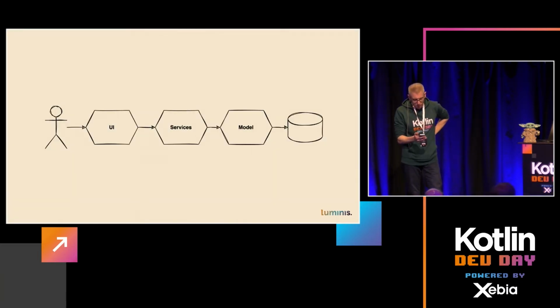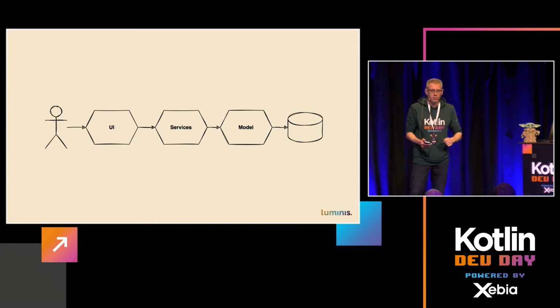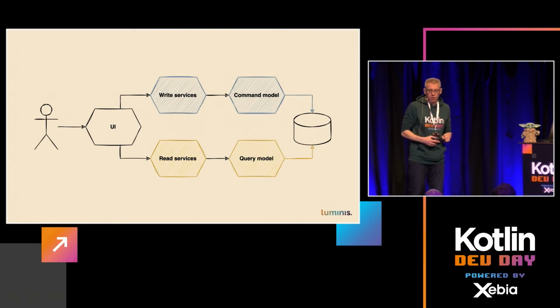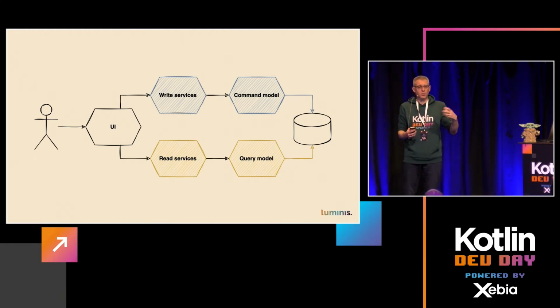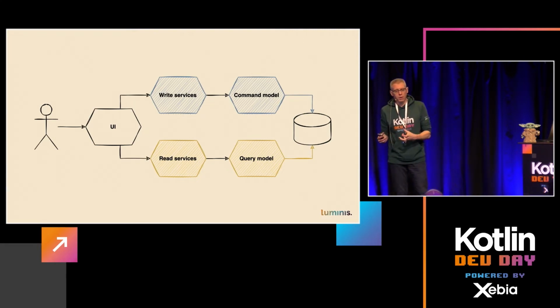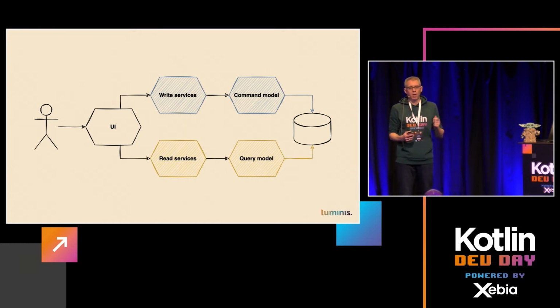So CQRS, this is quite an interesting technique actually. Say you have a typical application where you have some UI talking to some services, which use a model, and then you store something in a database, right? What the people who invented CQRS came up with is that you can actually use different models for the place where you're doing modifications, where you're writing stuff, and for the place where you're querying, where you're reading stuff. And by splitting this up, you can optimize each of these models.